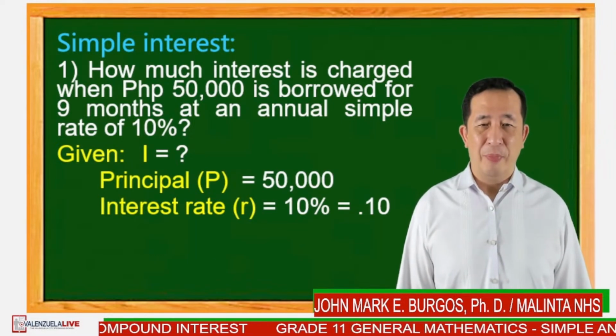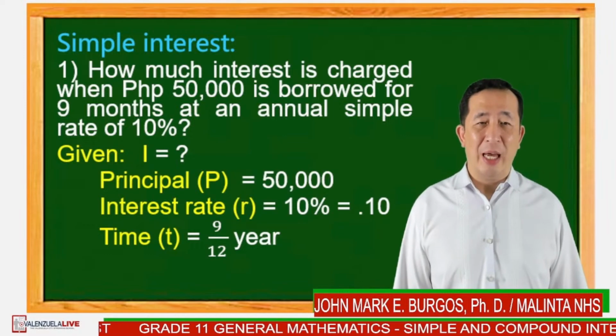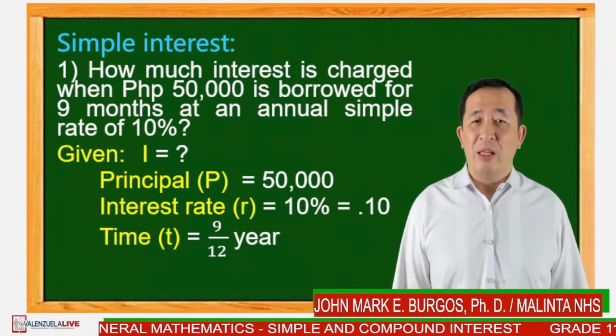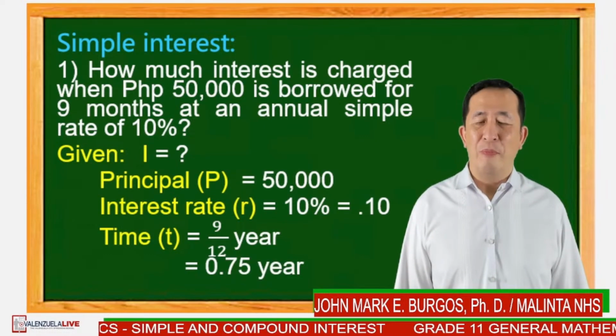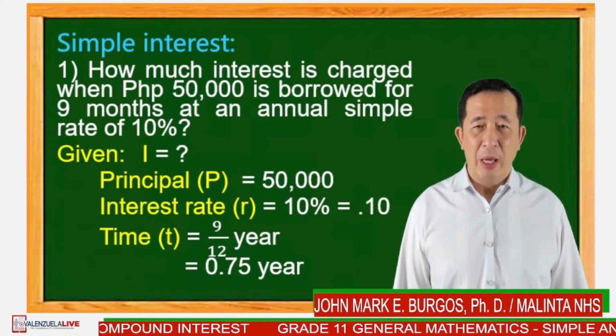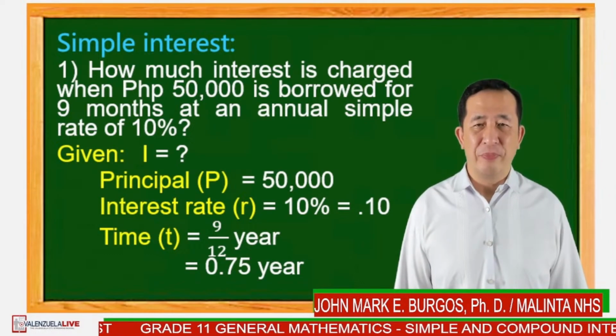And the time, since months is given, we have to divide that by the number of months. So if the given month is 9 months, divide by 12, and that will be 0.75 per year. So the question is, what is the interest?